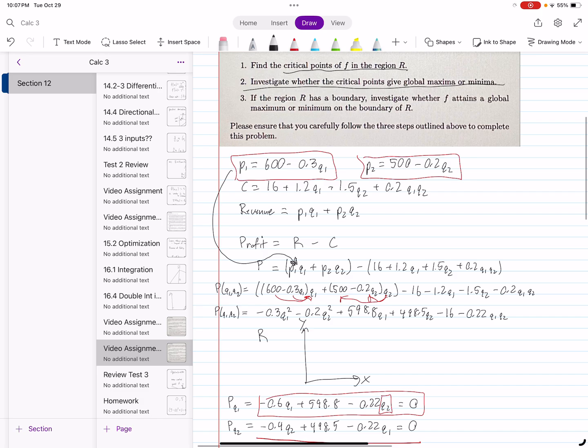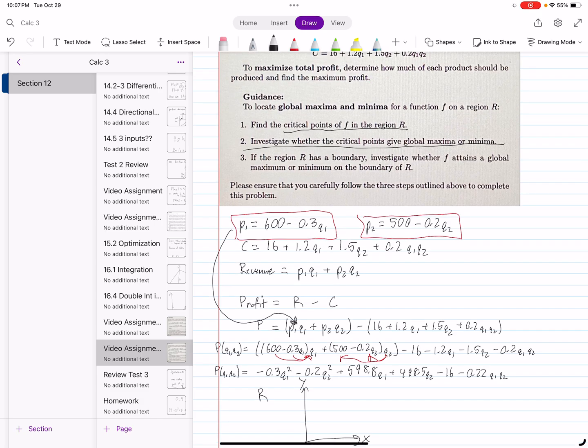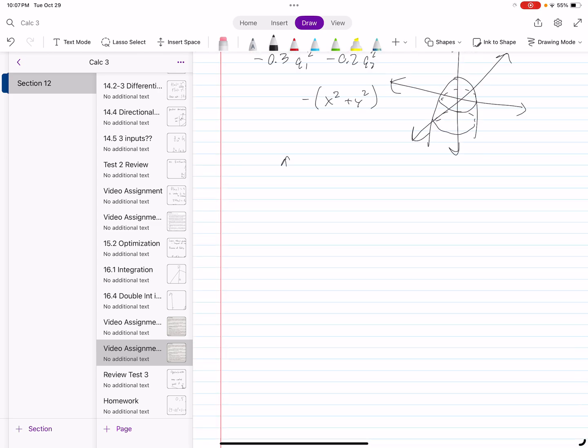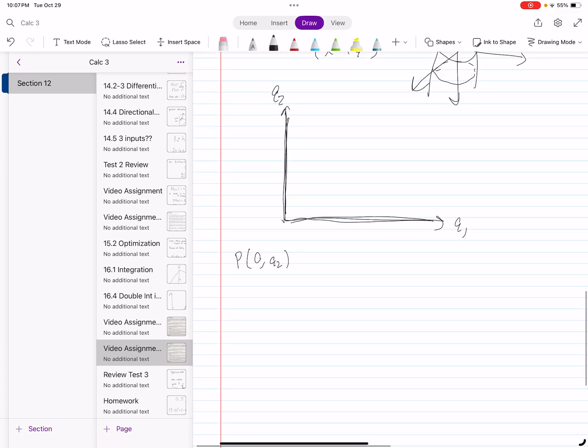The next thing that we were going to do is find any critical points or find any global minimum or maximum on the boundary of R. So this boundary, you remember, is that Q1 and Q2 are both greater than or equal to 0. So along this boundary of Q2, we notice that Q1 must be 0. So we will be finding a function for p of 0 comma Q2. And then same thing is true for the horizontal axis. We'll be finding a function of Q1 and then where Q2 is 0.